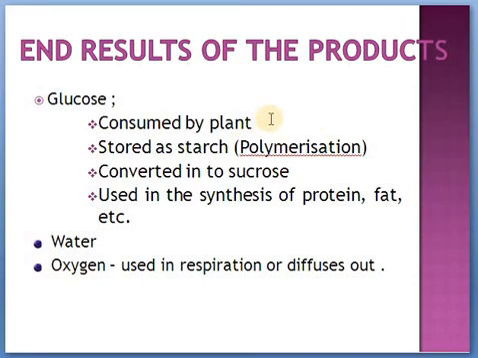Some amount of glucose can be stored as starch because of a process called polymerization, and some can be converted into sucrose. What is sucrose and what is starch? Sucrose is just two molecules of glucose, like 1 plus 1. Starch has more than a hundred, from hundreds to thousands or even lakhs of glucose molecules. So this is smaller, 1 plus 1 is 2, and this is hundreds to thousands of molecules of glucose. That is polymerization.